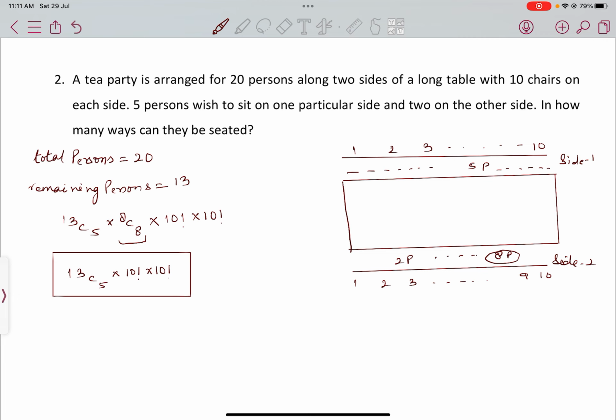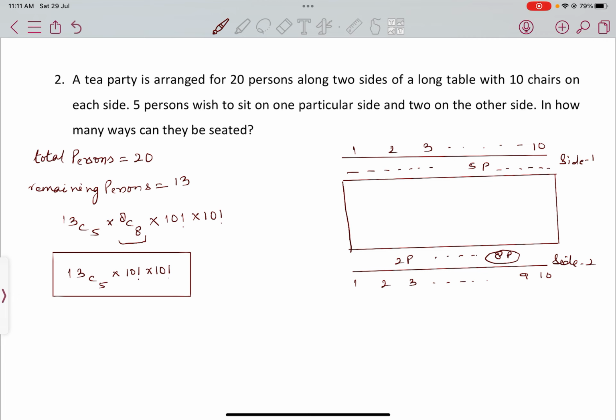Again I am explaining this. This is the table, a two-sided table. On one side 10 persons can sit, on the other side a further 10 persons can sit. If 10 sit on one side and 10 on the other side, they can be arranged in 10 factorial ways, and out of these, 5 have selected their position, and on the other side 2 have selected their position that they will sit on this side. Now once 5 have selected their position, the remaining 5 will be selected out of the remaining candidates.